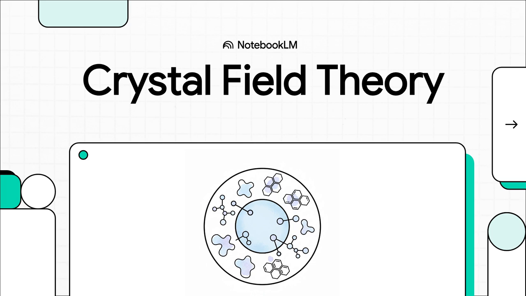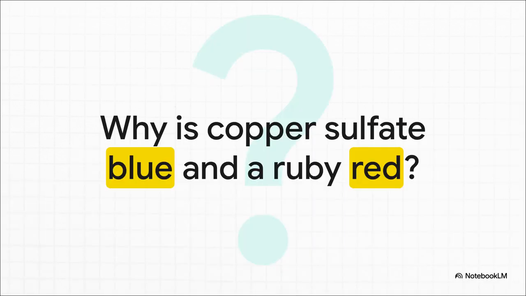Let's dive into it. It's called Crystal Field Theory, and it's the beautiful model that finally connected the invisible world of electrons to the vibrant colors we see every single day. So let's start with a classic mystery. Why is something like copper sulfate, a pretty common chemical you'd find in a lab, that brilliant blue?